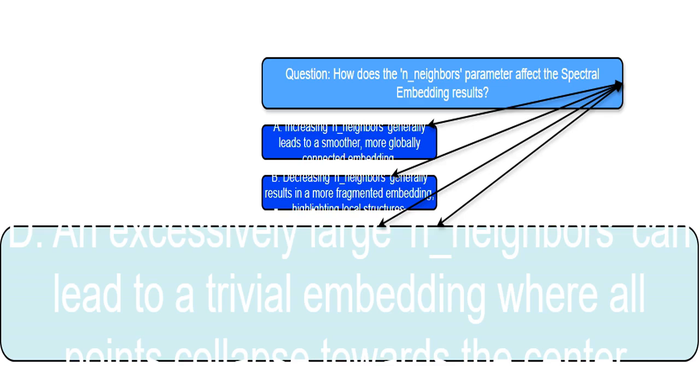Imagine if you consider every point as a neighbor for each point. The graph becomes completely connected, losing all shape or meaningful structure. The embedding then becomes uninteresting, all points clump together in the center. That's what we mean by a trivial embedding. It's like trying to find distinctive features in a completely uniform blob.